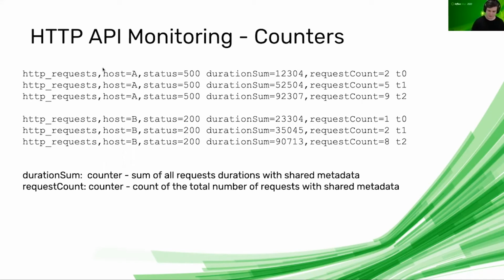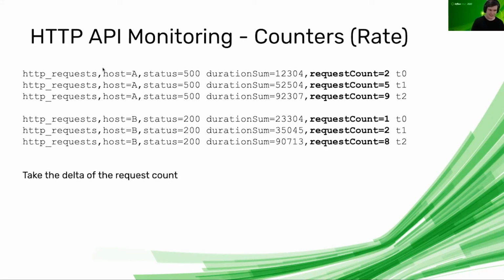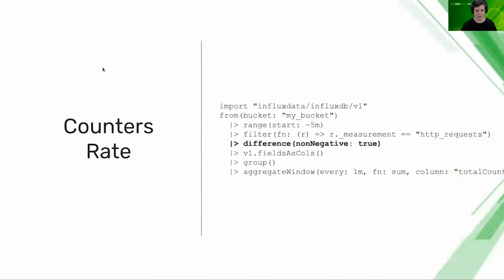So, cool. How do we now find the request rate for this counter? To do that, what we're going to do is just take a look at the deltas of the request count. And to do that, we use this function difference in Flux, right? Conceptually, what it does is it looks at its neighbor and subtracts its neighbor from itself to get the value of the thing.